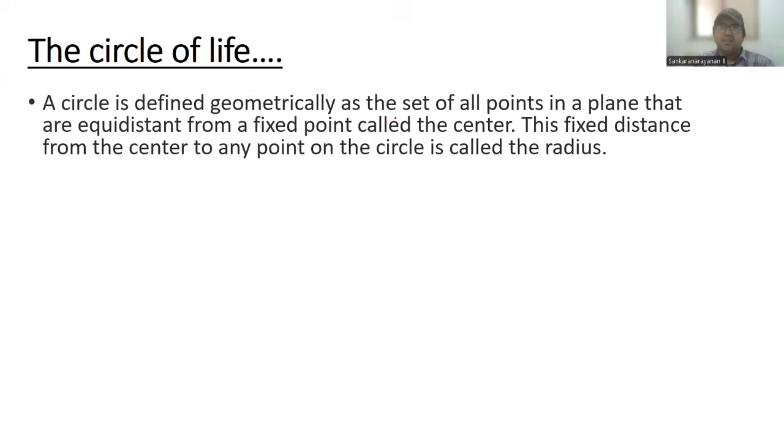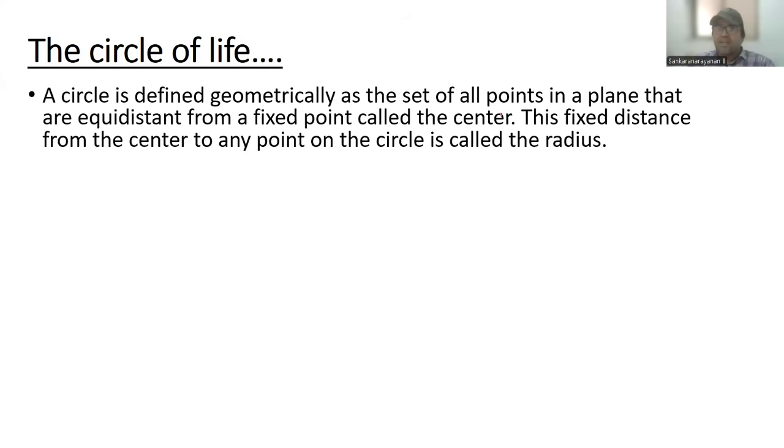Let me explain. A circle is defined geometrically as the set of all the points lying in a plane that are equidistant from a fixed point. This fixed point, we call the center. And this fixed distance, the equidistant, that word is used, right? This fixed distance from the center to any point lying on the circumference of the circle, we call the radius.